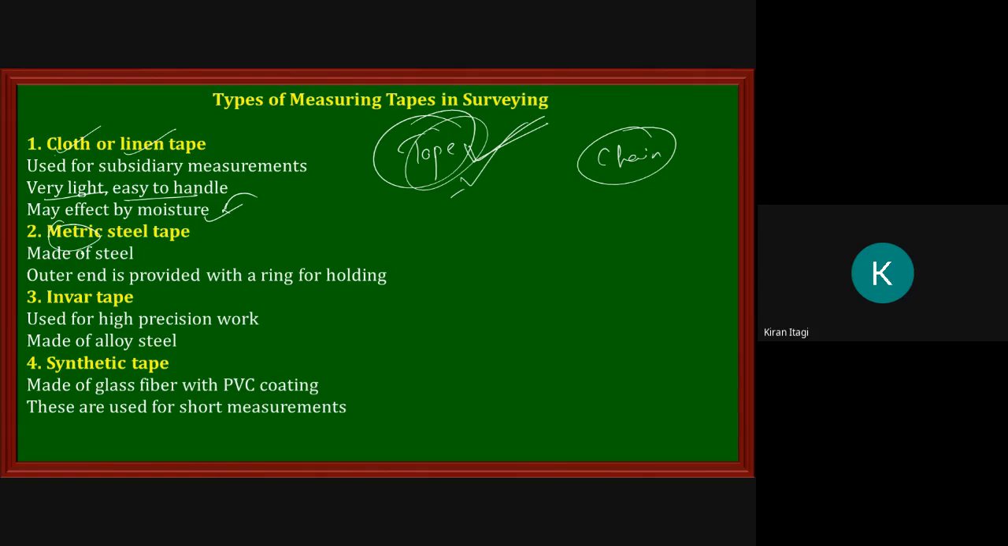So the second one, we have the metric or steel tape. Okay. It is made up of what? Steel. The outer end is provided with a ring for holding. Okay. You can see there will be a ring where we can hold it with a finger. Okay. Invar tape is used for high precision work, made of alloy steel. Okay. And we have synthetic tape made of glass fiber with PVC coating.